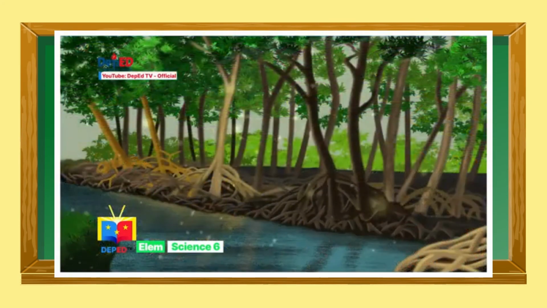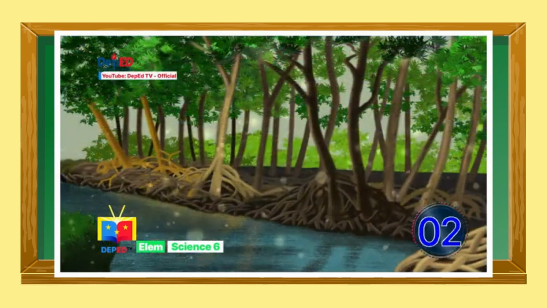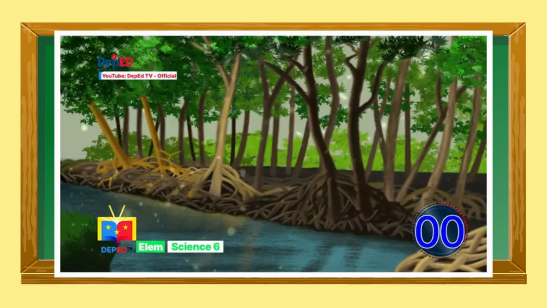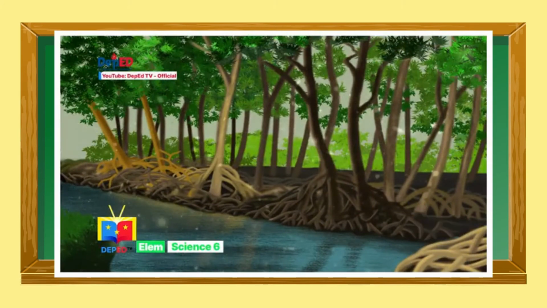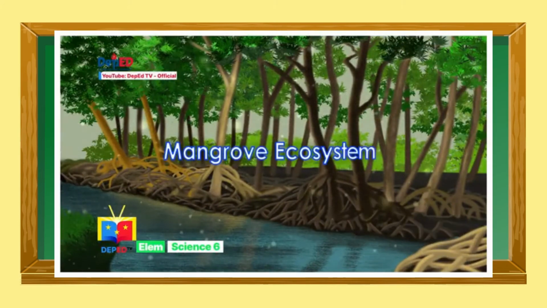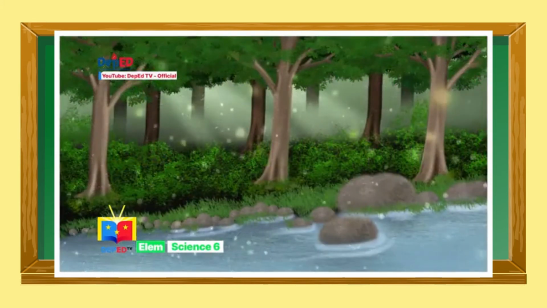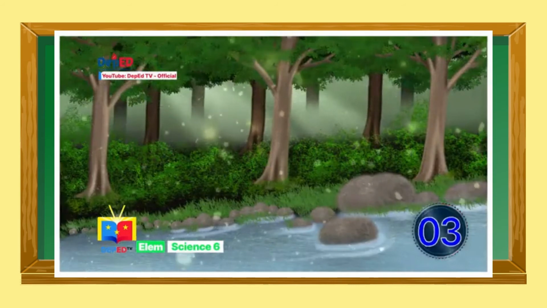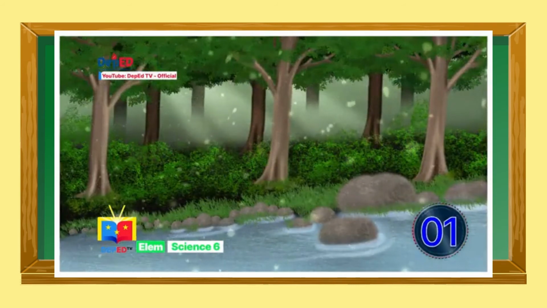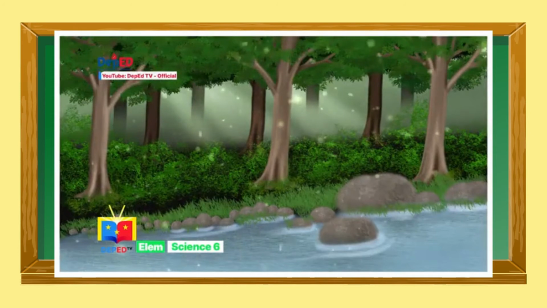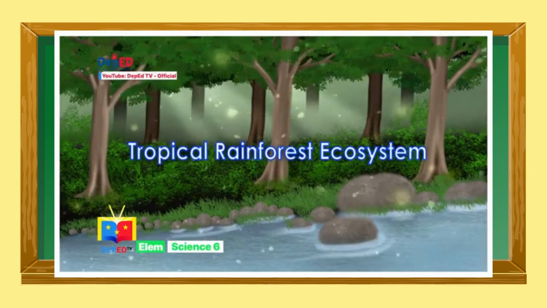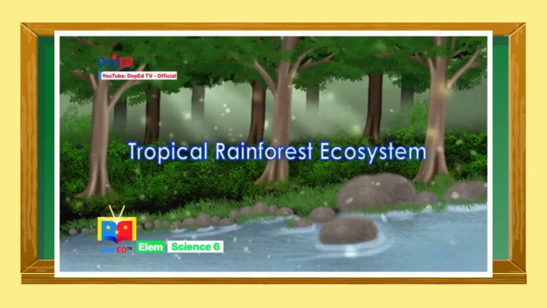Number 2. What ecosystem is shown in the picture? Very good! It's a picture of a mangrove ecosystem. And number 3. What ecosystem is shown in the picture? Great! It's a picture of a tropical rainforest ecosystem.